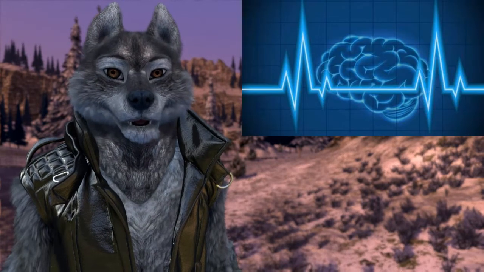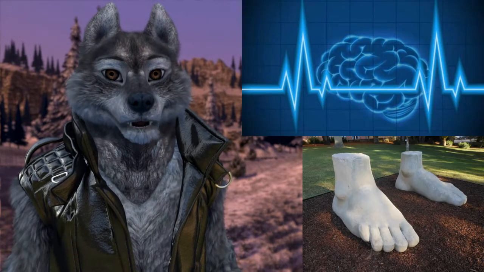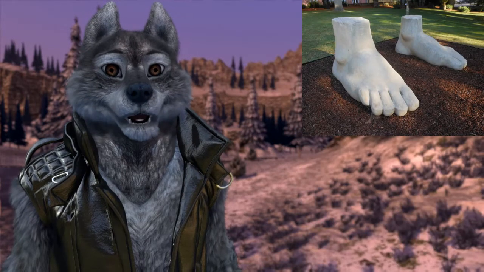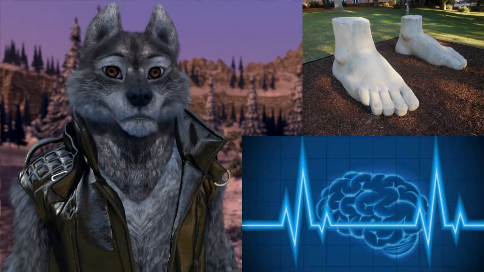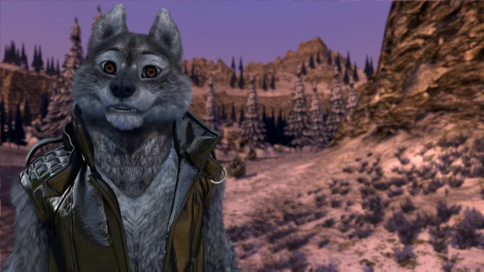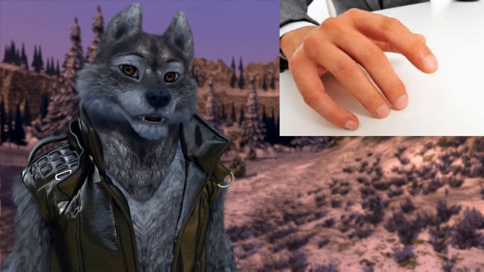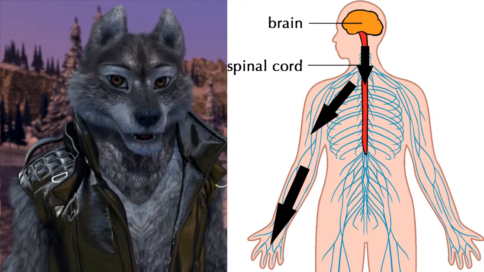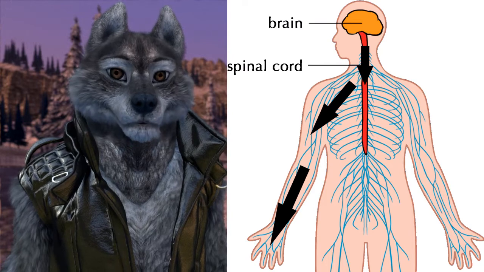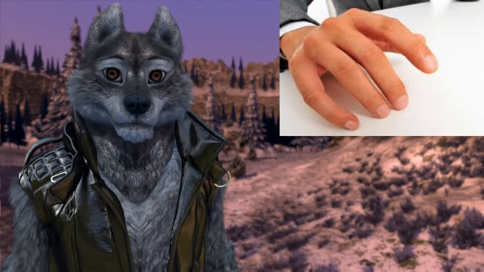Nerves transmit signals from the brain to places in the body and from places in the body back to the brain. So when you want to, let's say, tap your finger, that message travels from your brain, down your spinal cord, through your arm, and finally to the finger you want to move.